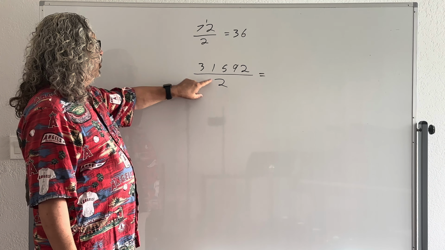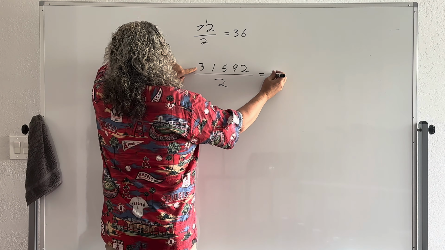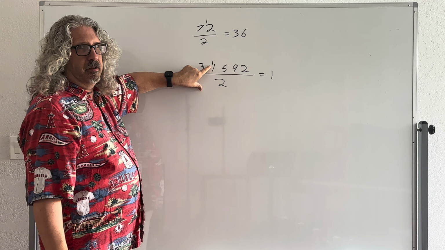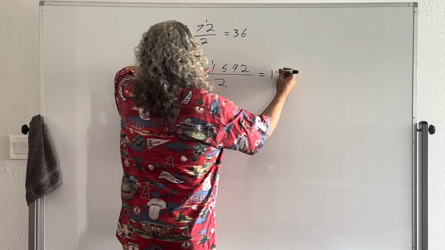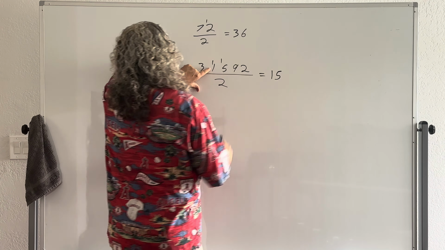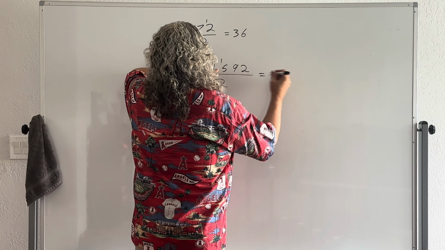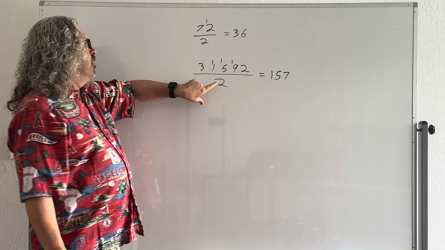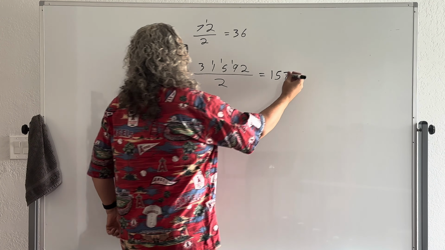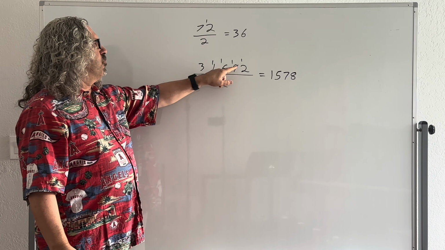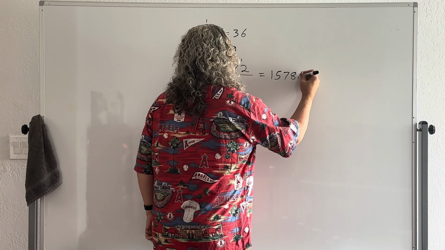How many times will 2 go into 3? Once, with 1 left over. Now I'm looking at 2 into 11. 2 goes into 11 5 times with 1 left over. 2 goes into 15 7 times with 1 left over. 2 goes into 19 8 times with 1 left over. 2 goes into 12 6 times.